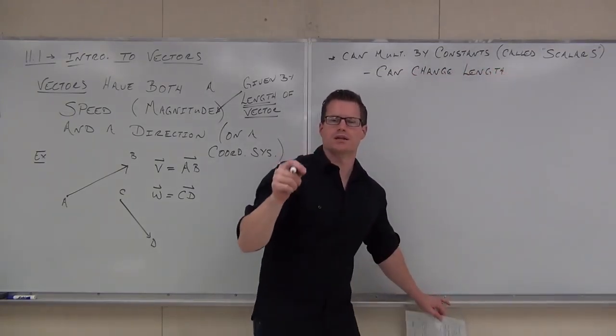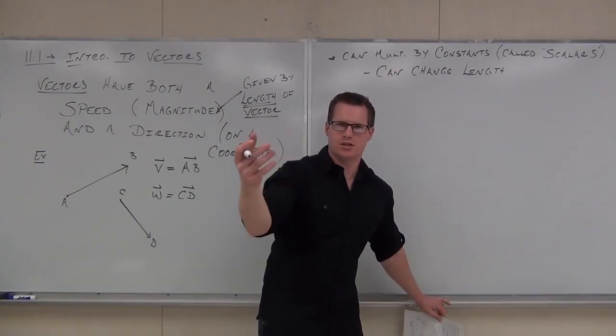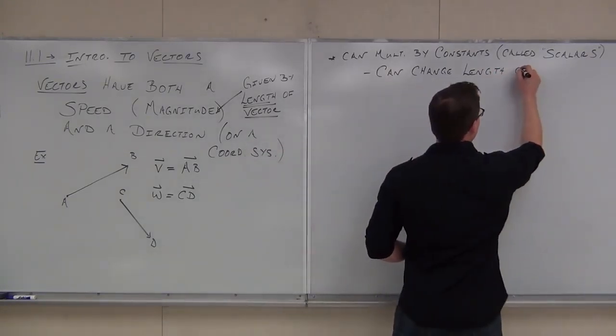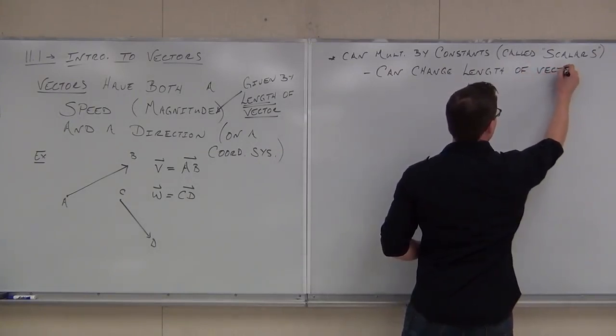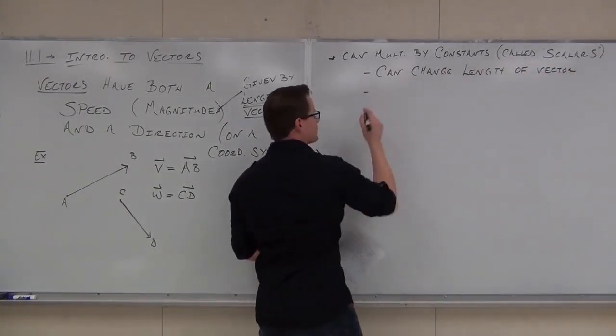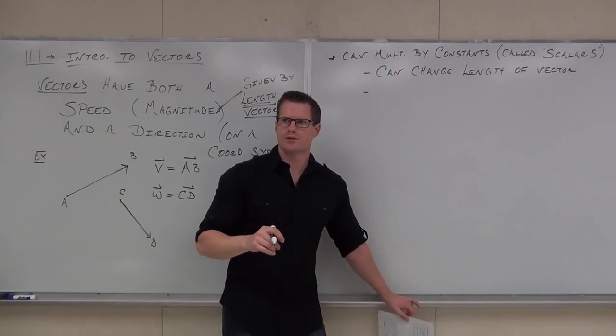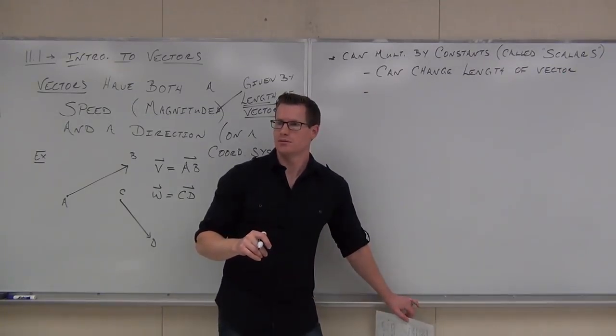quickly, what's the other word for length of a vector? What is that called? Magnitude. So change the magnitude. Or they can reverse. Are they always constant?